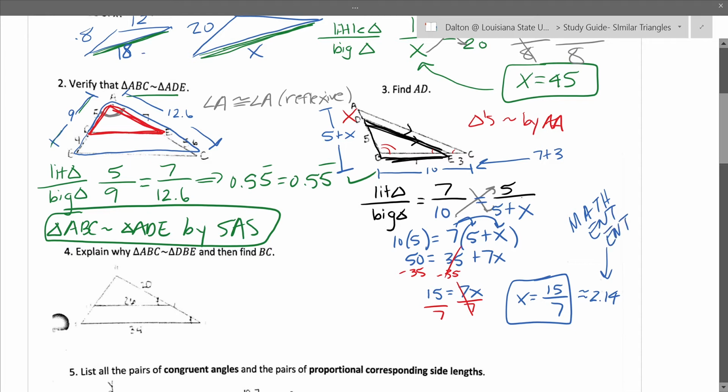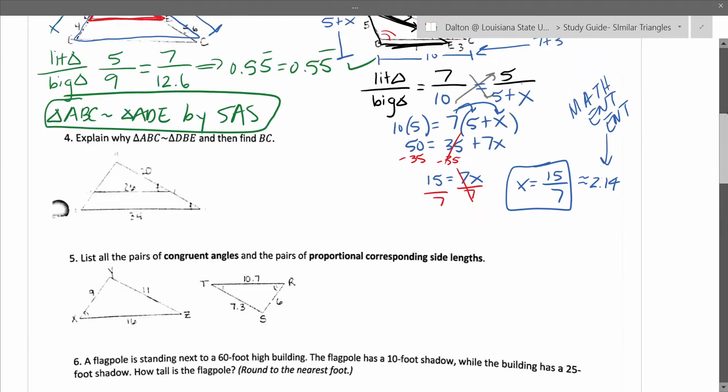Number 4, explain why the triangles are similar, and then find BC. Okay, well, to explain why triangles are similar, again, that means I'm going to use one of my similarity postulates written up at the top of my page.